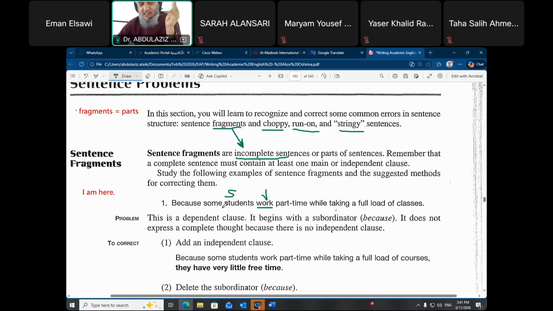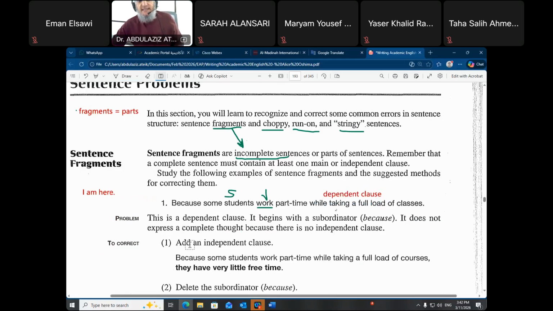Iman, do you know what you are saying? Independent means full. No, it's not full. So this is dependent. This is a dependent clause. When we say dependent, it means it depends on something else. So it is not full.